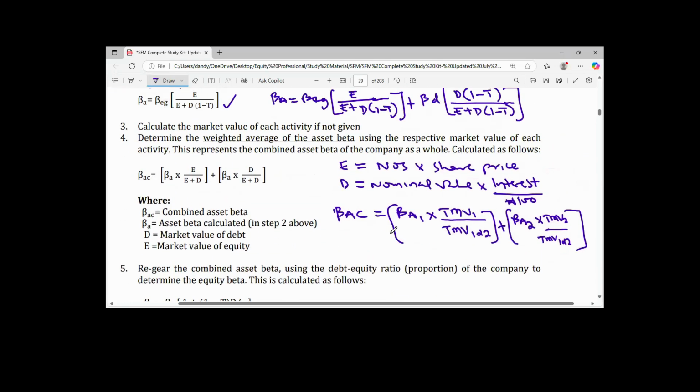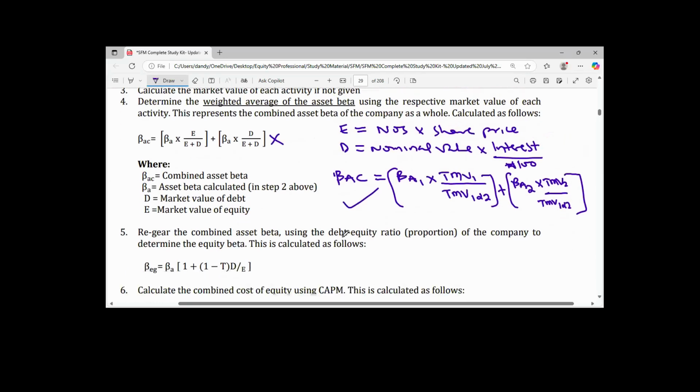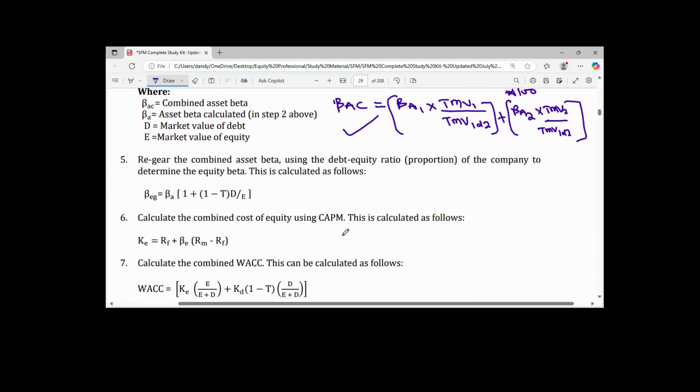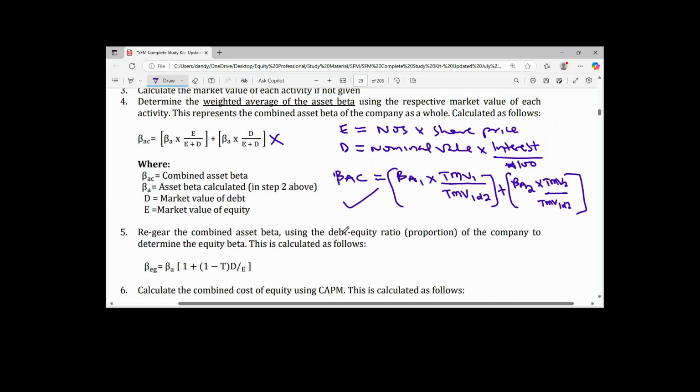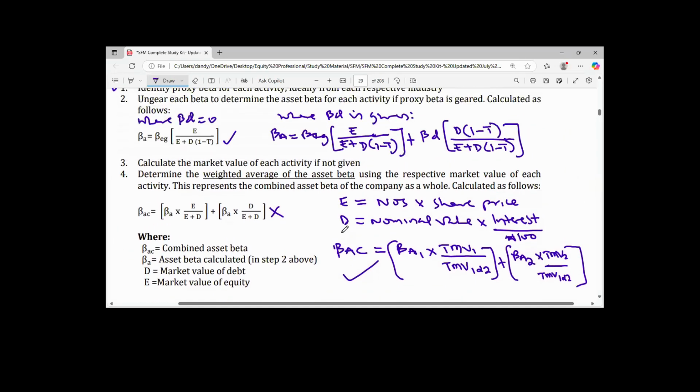Use this formula instead. Cancel this. Use the other one I just showed you. That one is more explanatory. Then, step 5 says you should regear to incorporate financial risk. From step 1 to step 4, you are going to be using the information of each activity. But from step 5 to step 7, you will use the information of the company.